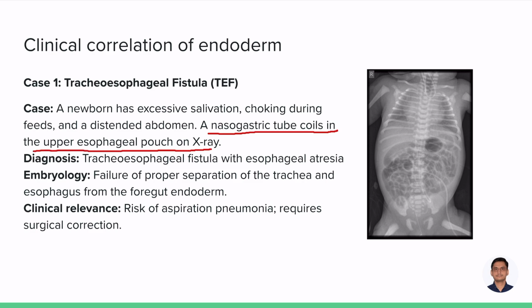As we can see in this diagram, there is coiling of the NG tube in the esophagus. A diagnosis of tracheoesophageal fistula with esophageal atresia was made. The embryology correlation of this is the failure of proper separation of trachea and esophagus from the foregut endoderm. And clinical relevance, it has a risk of aspiration pneumonia and requires surgical correction.